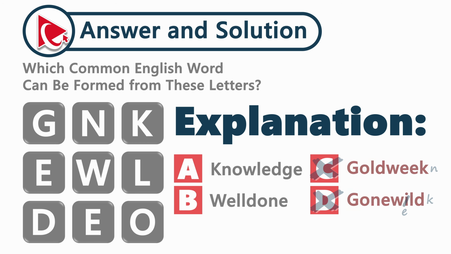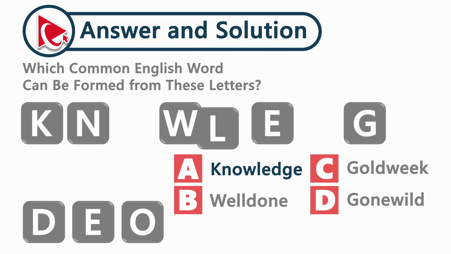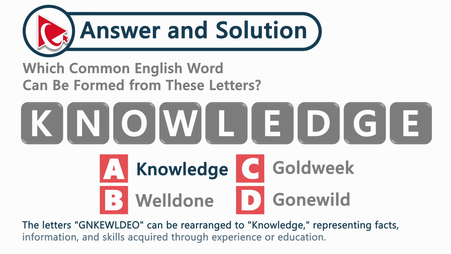So what stores facts and information, can be gained through learning, and is a foundation of understanding? I think you've got it. It's knowledge. The letters G and K, E, W, L, D, E, O can be rearranged to knowledge, representing facts, information, and skills acquired through experience and education. Let me spell this cool word for you. KNOWLEDGE. And the correct answer here is choice A, knowledge.